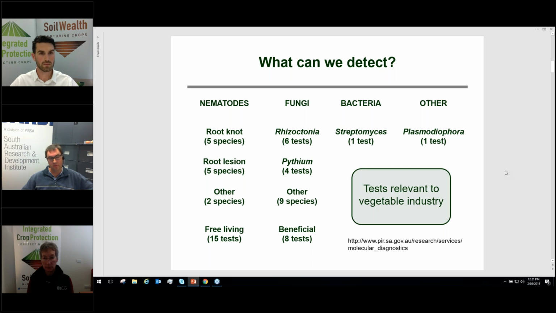If I move on to the fungi, the main area that we have is Rhizoctonia, so Rhizoctonia solani, which is one of the major Rhizoctonias across a range of crops. We have 6 different AG groups for that, and it's important that you go down to the AG group level because some crops are only affected by certain AGs.